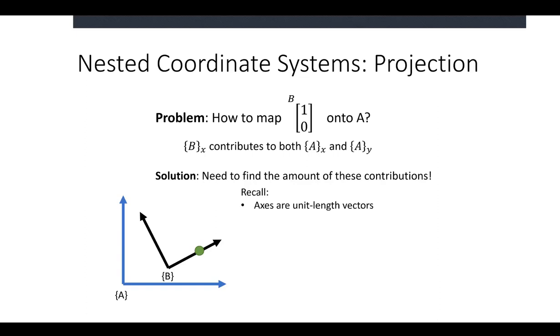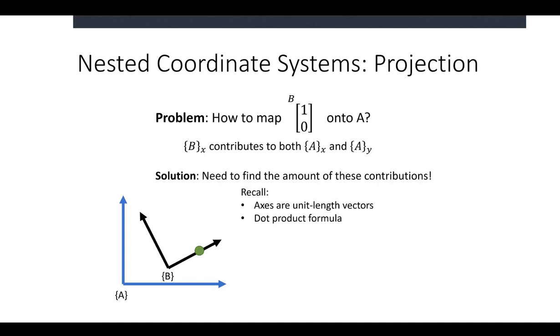So if we remember that axes are unit length vectors, so that they are length 1, and we recall what the dot product formula is. Can somebody throw the dot product formula in chat if you remember it offhand? Okay, we've got a bunch of answers. So the length of A multiplied by the length of B multiplied by cosine of theta. That is one definition for our dot product.